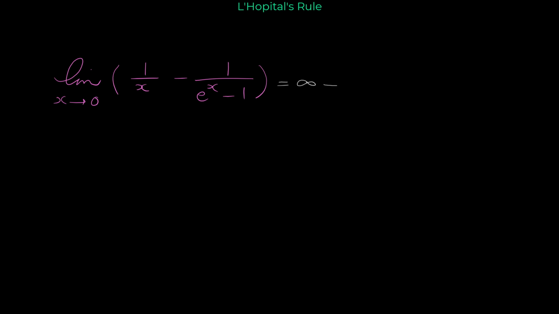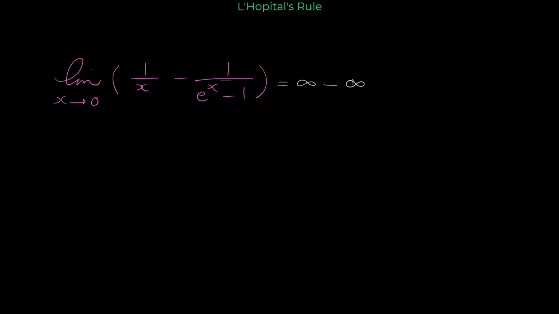1 over e to the x minus 1 as x approaches 0 also goes to infinity. So this limit is in the form of infinity minus infinity. Let me explain why this goes to infinity. The numerator is 1. If you directly substitute 0 here, the denominator approaches 0. e to the 0 is 1, 1 minus 1 is 0. So again we have a non-zero number over something that approaches 0, so this is also infinity. So this limit is infinity minus infinity.